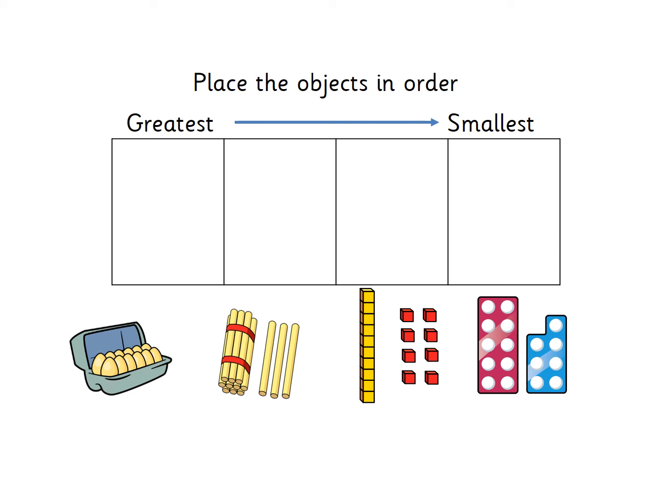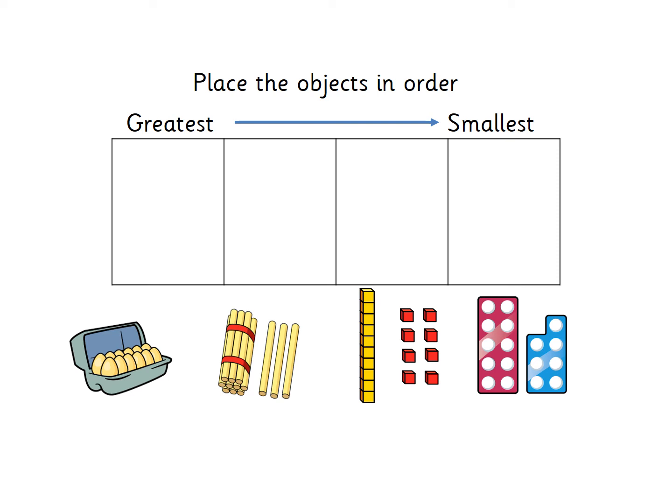And our Numicon, don't forget that purple one is a full 10. We can count in twos to help us. 2, 4, 6, 8, 10. And then we've got another Numicon here, and that's 7, but let's count. 10, 11, 12, 13, 14, 15, 16, 17. So you should have 17, 18, 13 and 12.